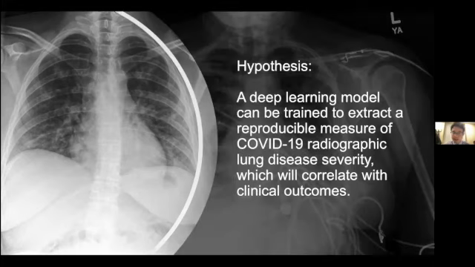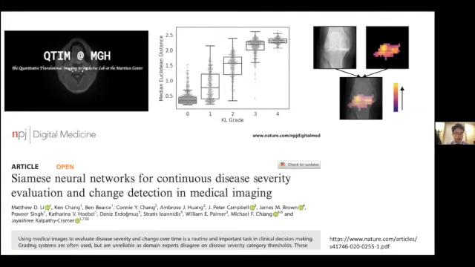So our hypothesis was that a deep learning model could be used to extract a reproducible measure of COVID-19 radiographic lung disease severity, which would be able to correlate with clinical outcomes. So how did we go about doing this?